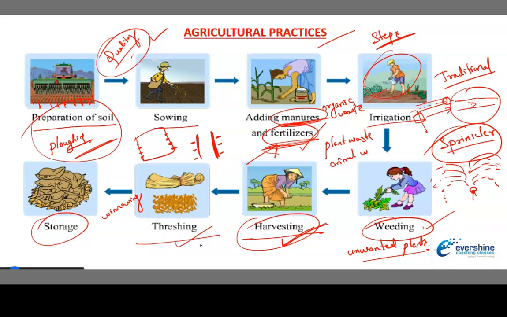With threshing, we do threshing. Threshing means what? Harvested crops are separated from the plant pulp.